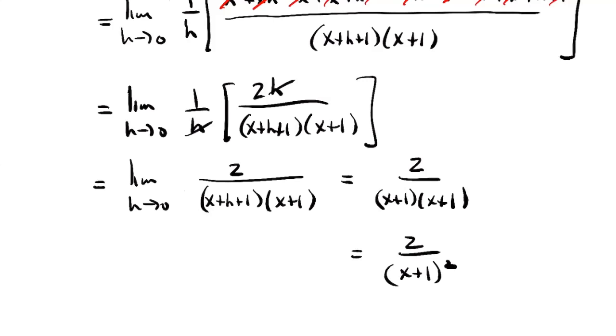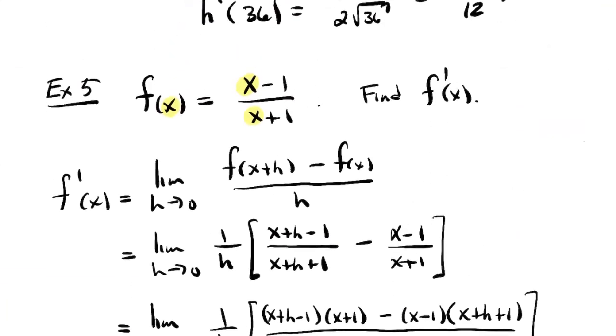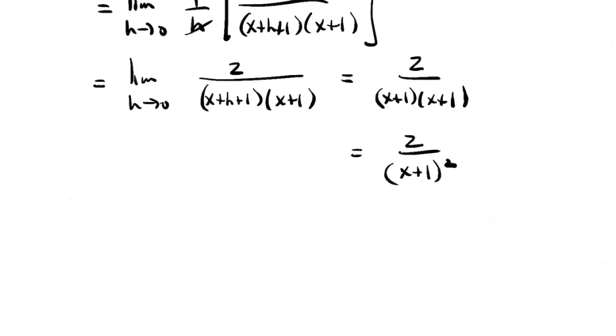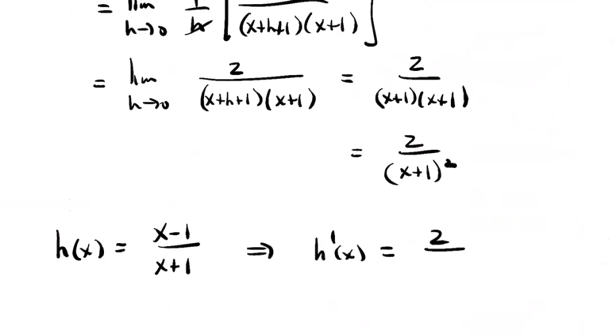All right? So I have to scroll back to remember what h of x was. It was a while ago, x minus 1 over x plus 1. I'm just going to summarize. If h is equal to the function x minus 1 over x plus 1, then its derivative is 2 over x plus 1 squared.